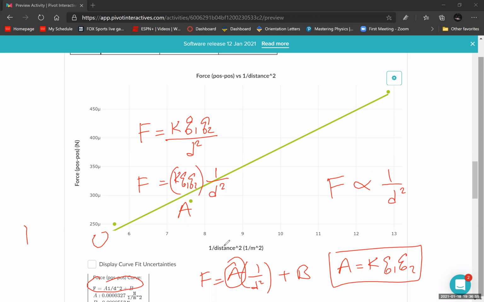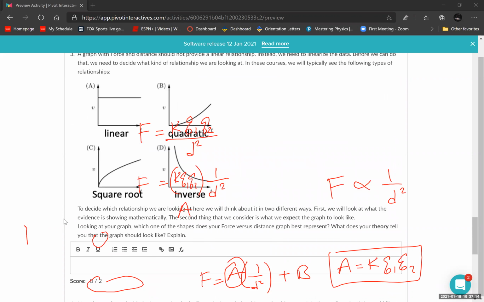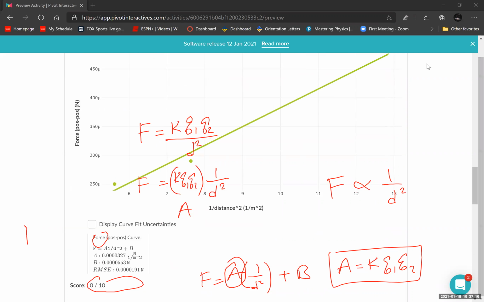Anyways, once you do this, you can leave this graph, which is force versus 1 over distance squared. And take a screenshot of the force versus distance graph, so that you can talk about what type of relationship force has to distance. So again, take a screenshot of your very first graph and include that in the part two discussion, which is right here.